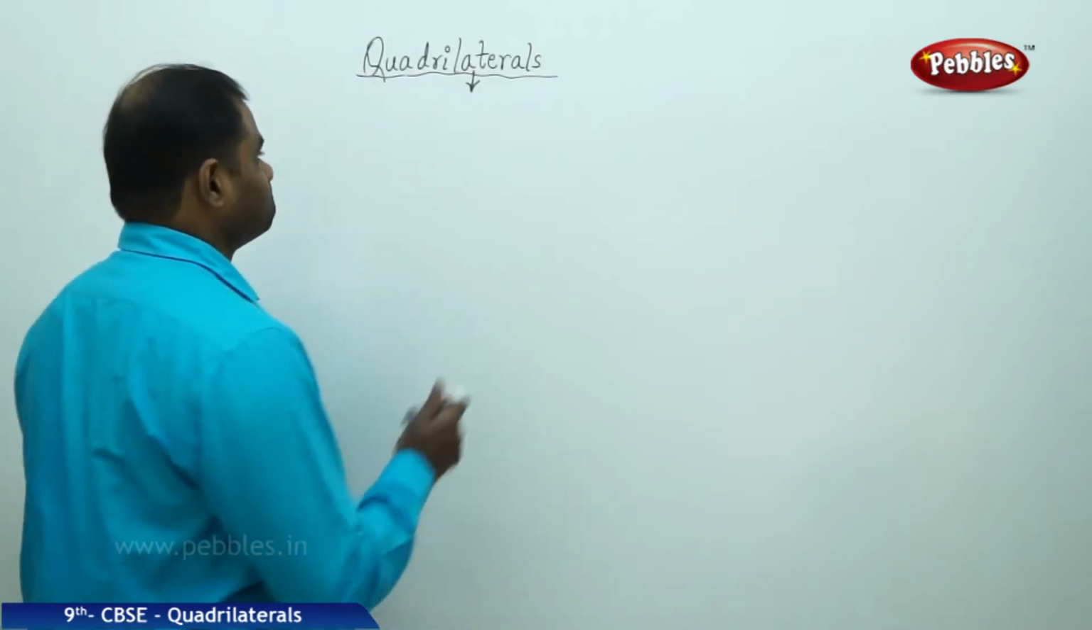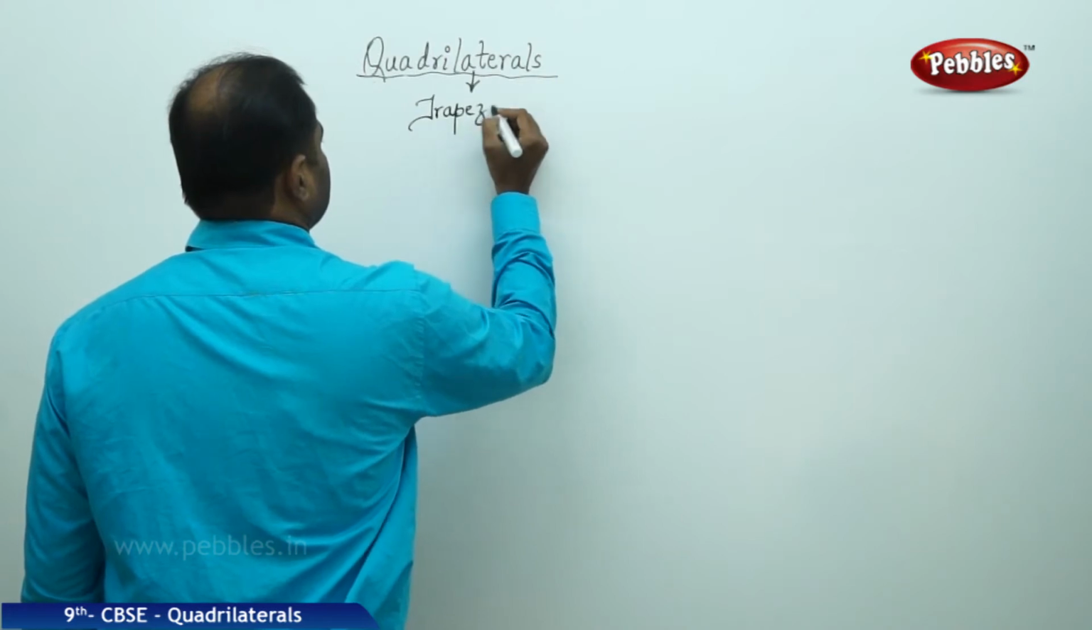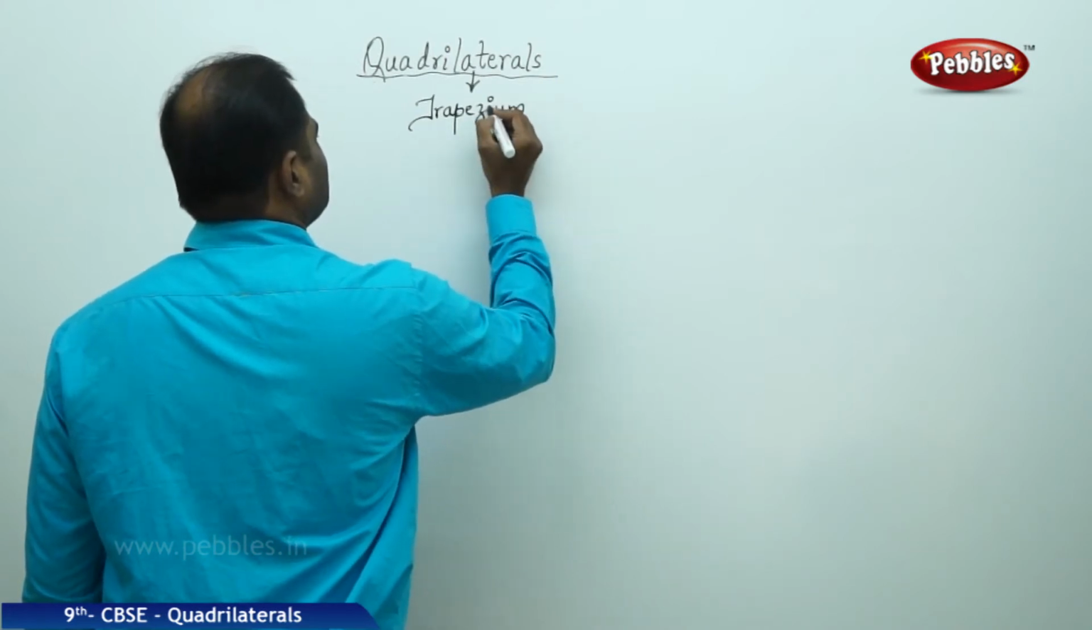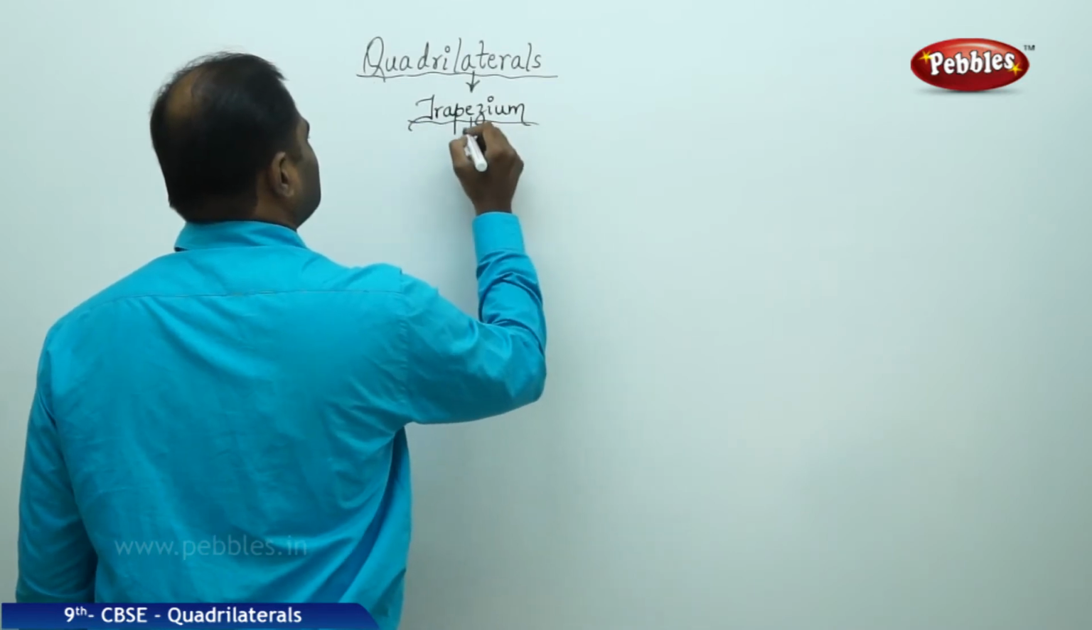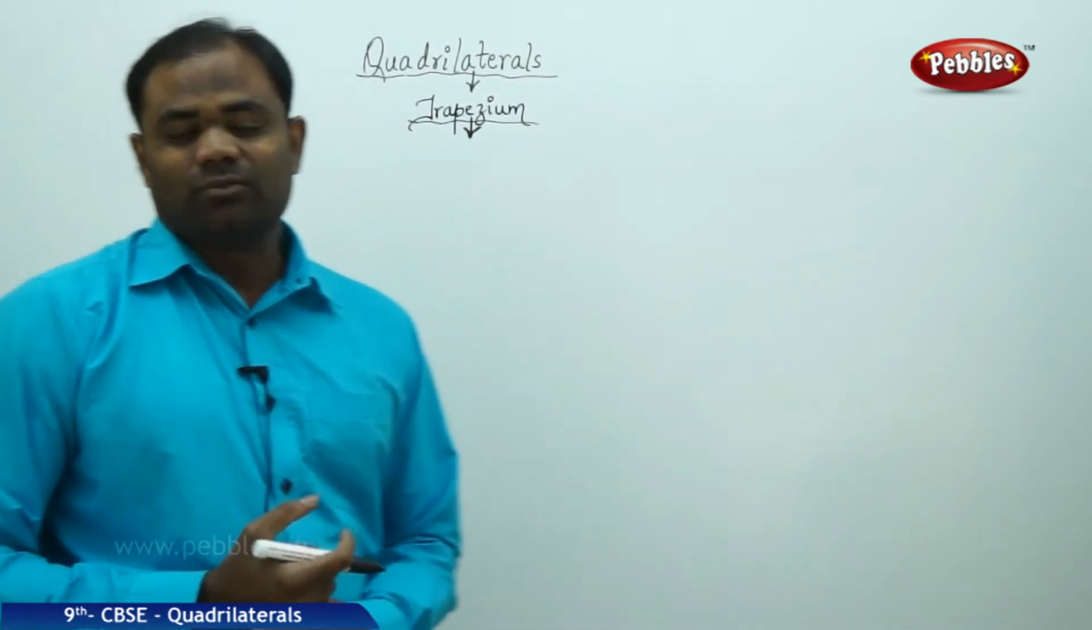Now that we have discussed the different types of quadrilaterals like a rectangle, a square and a parallelogram, let's see the other types of quadrilaterals also existing in the branch of mathematics. Today's session is about trapezium. Let's see a special case of a quadrilateral called trapezium. Let's see what a trapezium is.